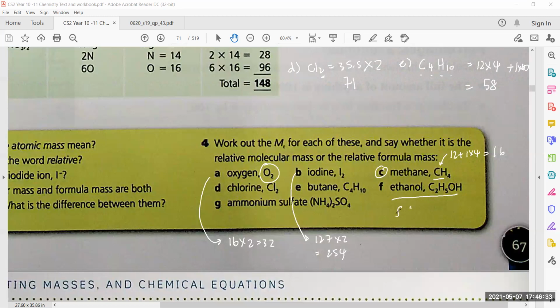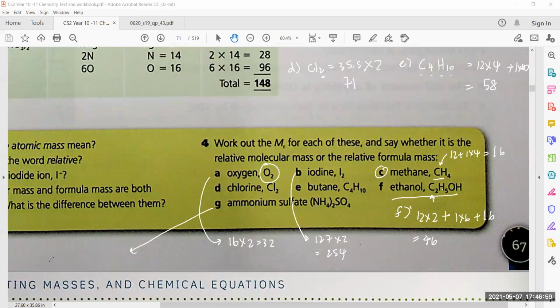Okay, ethanol, C2H5OH. So there's 2 carbons. So carbon is 12, 12 times 2. Hydrogen is 1. There's 6 hydrogen, so it's 1 times 6. And then oxygen is 16. So you just press the calculator, add everything together, and then you get 46. Now, the final one, ammonia.